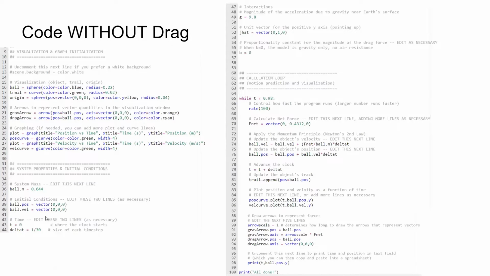For the code, the main changes were the ball mass, and the initial conditions were all just zero. Delta t was equivalent to the frames, and g and the vector were kept the same. The proportionality constant was zero, and F net was just mg, which was calculated to be this value. For the momentum principle, the velocity was changed to the velocity plus the acceleration times delta t, and the position is just the initial position plus this velocity times delta t. These were changed to show the arrows.